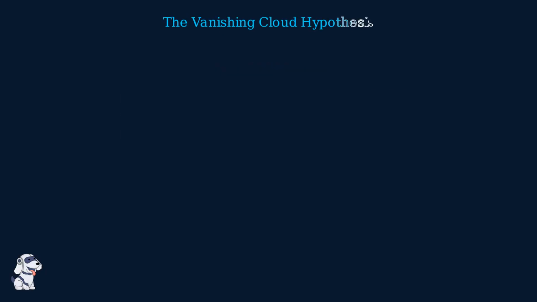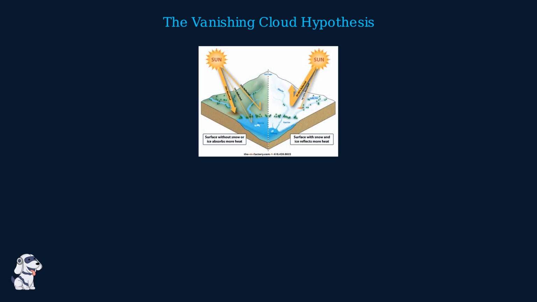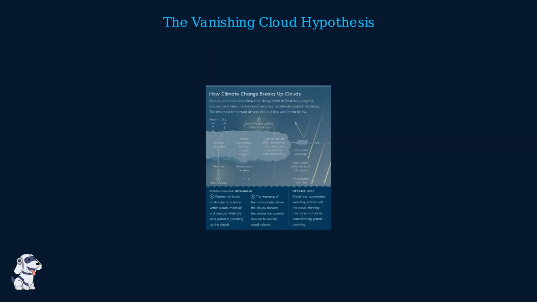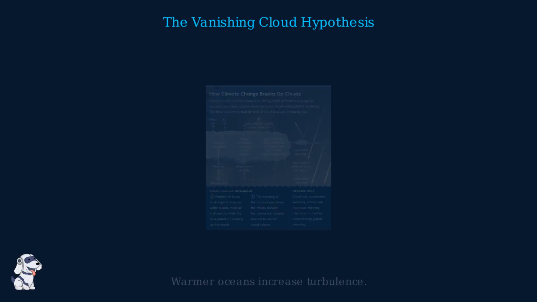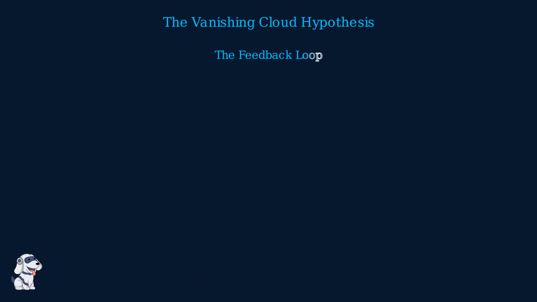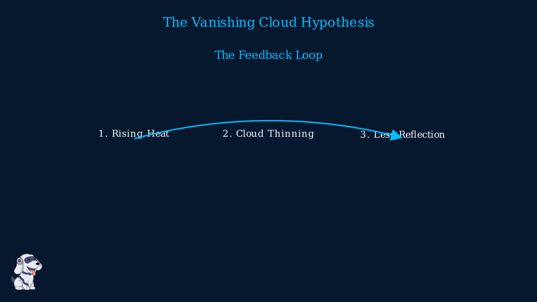Stratocumulus clouds act as the Earth's primary reflective shield, cooling the planet by bouncing incoming solar radiation back into space. However, a concerning hypothesis suggests that as oceans warm, increased turbulence mixes dry air into these clouds, causing them to thin and dissipate. This loss of cloud coverage creates a self-reinforcing feedback loop. Less cloud cover means less sunlight reflected, leading to higher temperatures, which further reduces cloud formation.